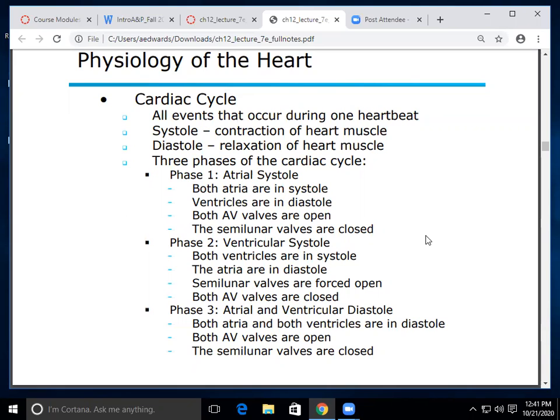Now in phase three, you have atrial and ventricular diastole. So both atria and both ventricles are at rest, they're relaxing, they are in diastole. Now the AV valves are open, semilunar valves are closed, getting ready for another round of atrial systole. Okay. Those are the three phases: atrial systole, ventricular systole, atrial and ventricular diastole. Atria contract, ventricles contract, both atria and ventricles relax.